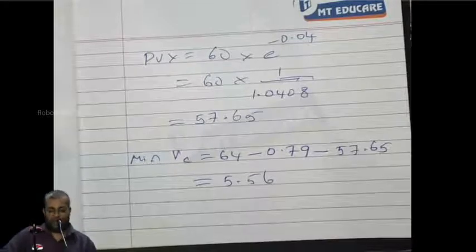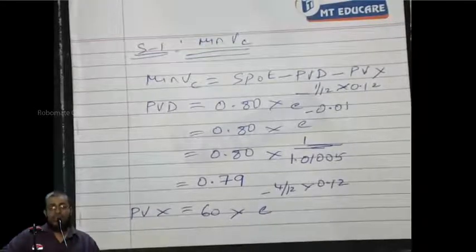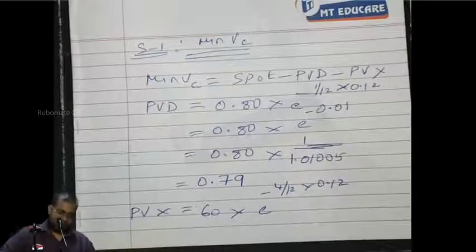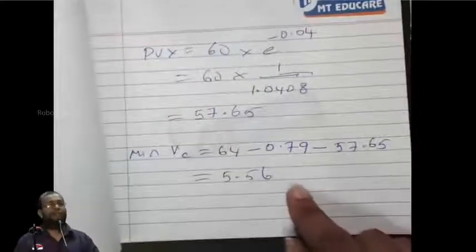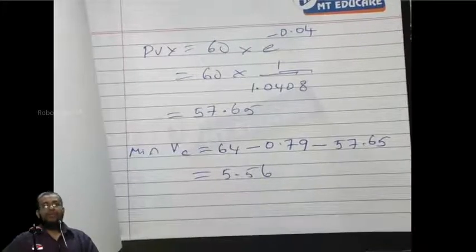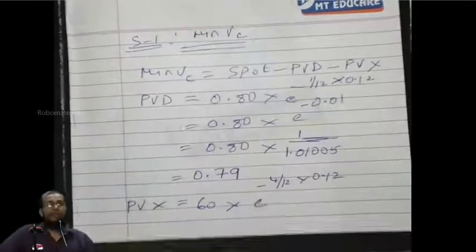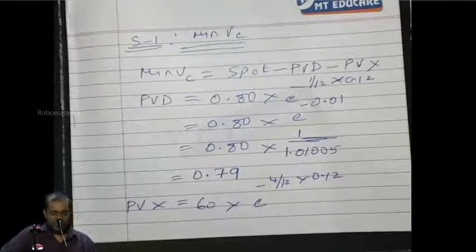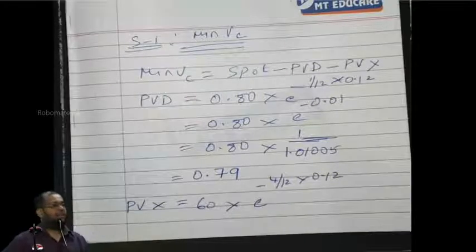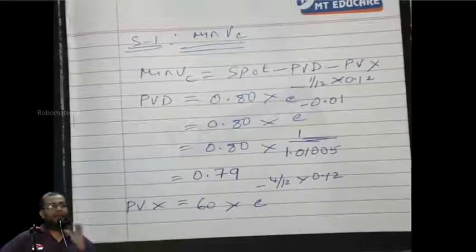Step 1 is over now. Minimum value of call is over. Step 2. The call is minimum worth 5.56, but is trading in the market at rupees 5.